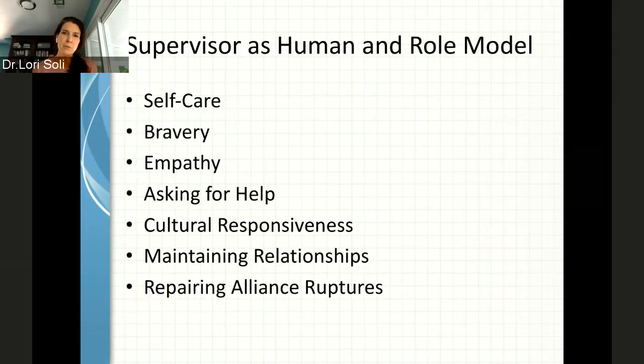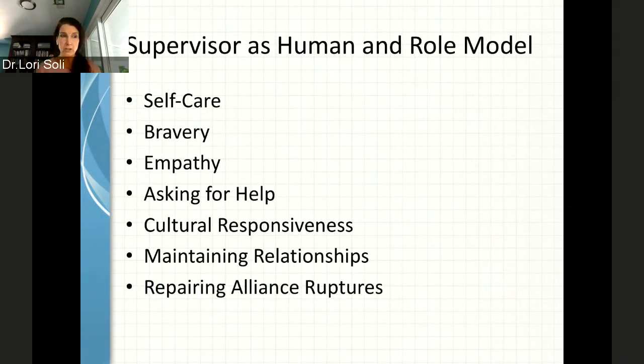So, supervisor as human and role model. This goes back to that parallel process piece, but I think one of the most potent things, and this is especially true for students who are in programs and out at site, as supervisors, whether it is a site supervisor, university supervisor, supervisor of supervisors, supervisors of people who are working towards licensure, we are the role models for them. And what we say and what we do are equally as important.